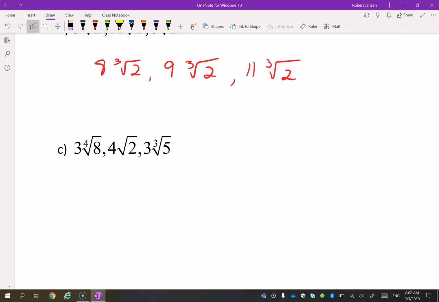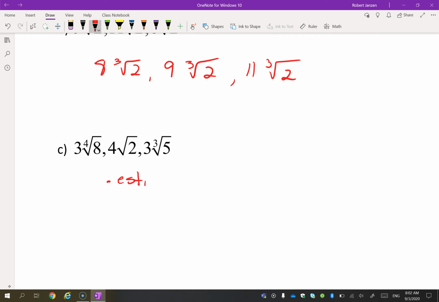All right, and the last one, well, we have a problem here. The radicands are different, and the indexes are different. When you see that, you can't make them the same. You can't know for sure which one is least or greatest. You can estimate, or you can use your calculator.